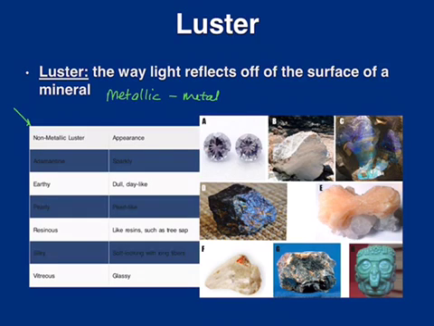Adamantine is sparkly, like our A here. Earthy would be dull and clay-like, like B. Pearly would look like a pearl, maybe like C. Resinous would look a little bit like tree sap. Silky is soft looking with long fibers, maybe right here. And vitreous looks glassy. When you do your mineral identification lab, this is a good list of non-metallic lusters to help you identify your minerals.